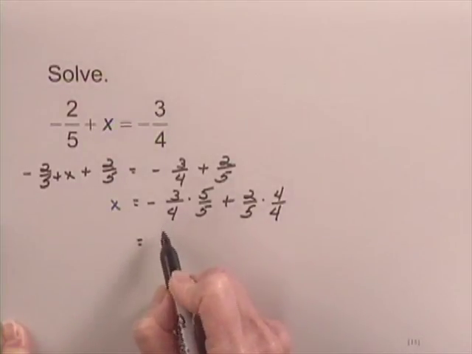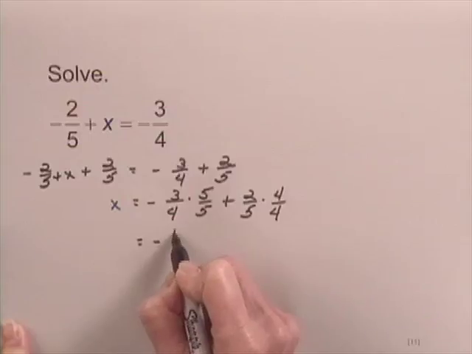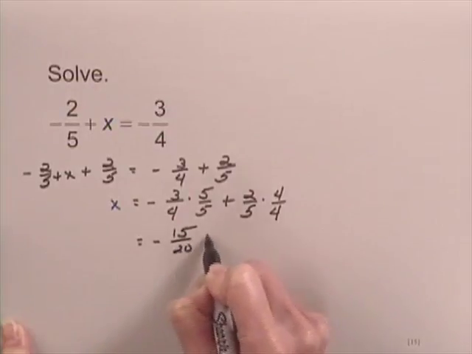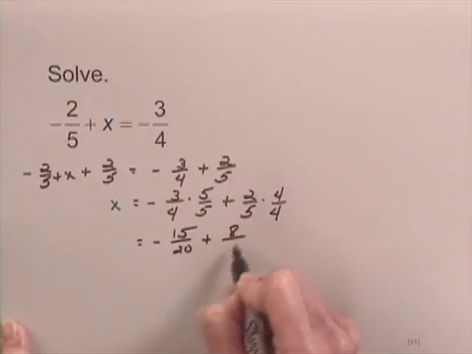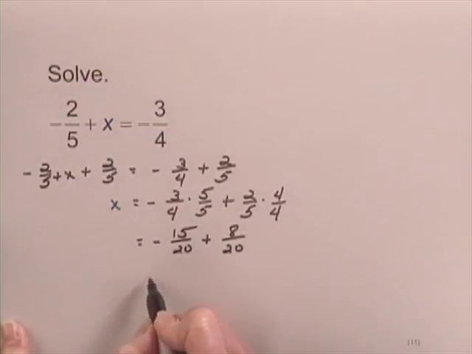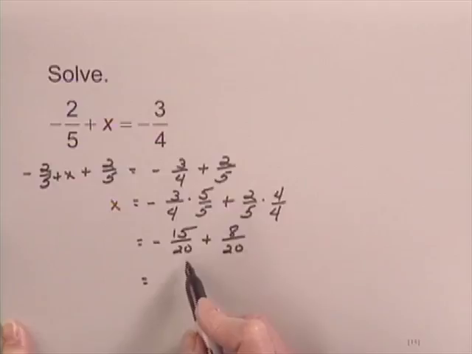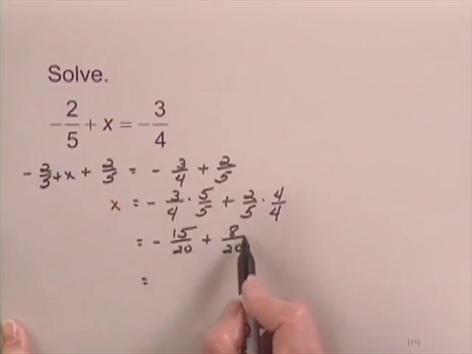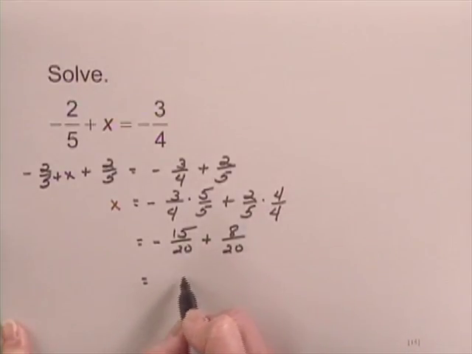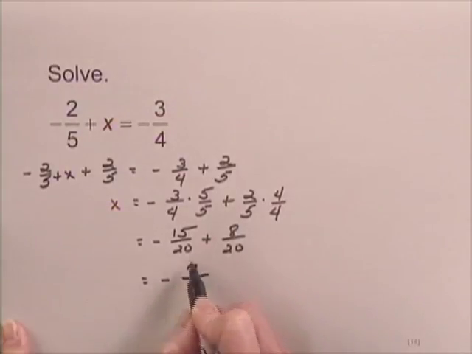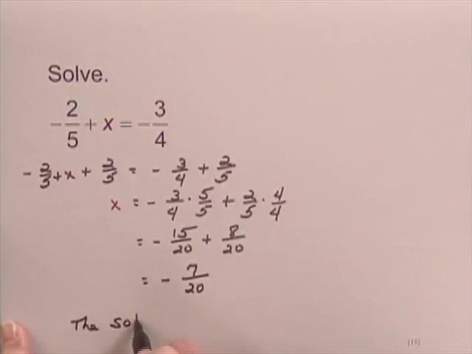So this now is negative 3 times 5, 15 over 20, plus 2 times 4, or 8 over 20. And I can finish out the addition by adding the numerators. And I can think of this fraction as negative 15 over 20. So I would be adding negative 15 and 8, which is negative 7, and keep the common denominator of 20. So the solution is negative 7 over 20.